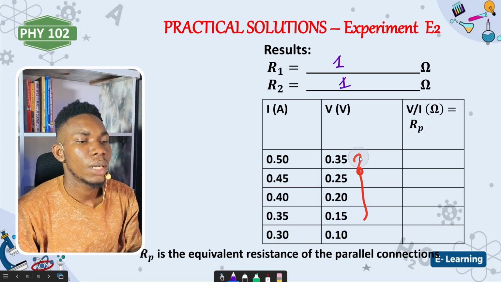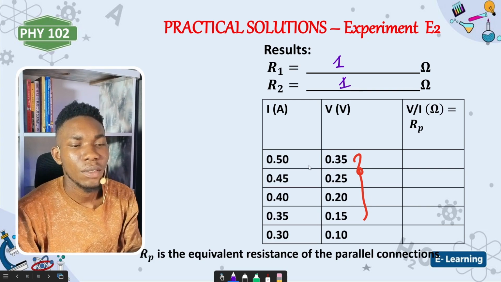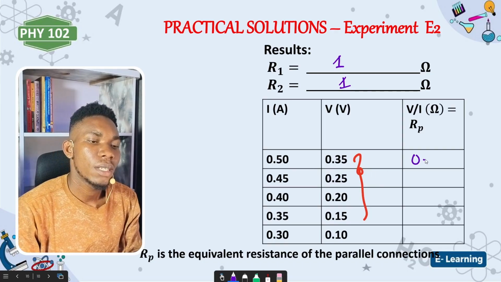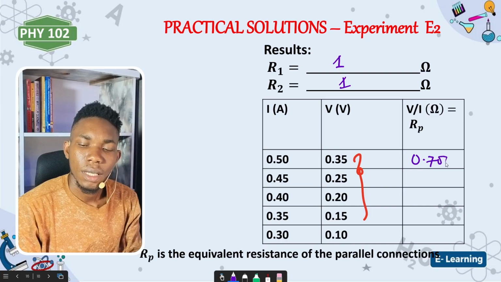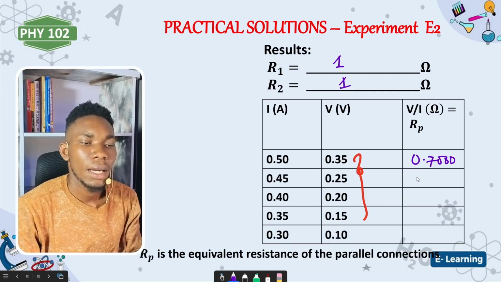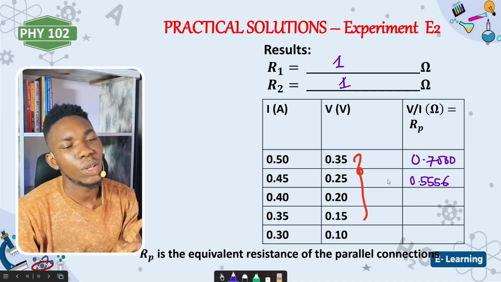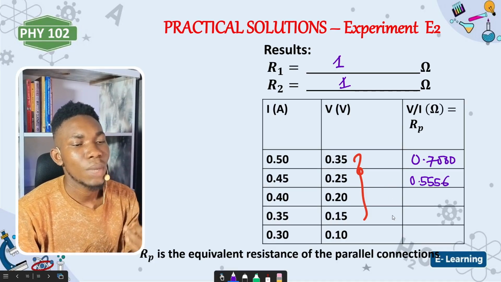What is the first value we have here? We have 0.35 divided by 0.50. What did you get as your answer? This will give us the first one, 0.7000. The second one, still V over I, gave 0.5556. Now you are expected to write your values, not the values we have here.